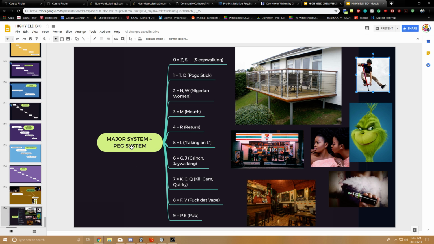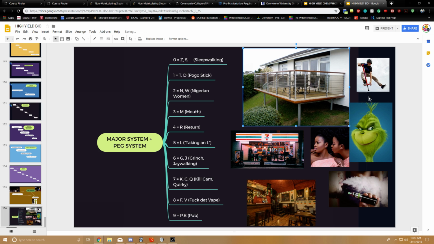The major system associates a number with a letter, while the peg system associates a number with a word. I've combined these two systems so I can have a consistent basis for how and why I want to remember certain numbers, letters, and words. This has helped me for many years, and I will help you go through a memory journey so you can remember this as well. I've created this system in my own way.